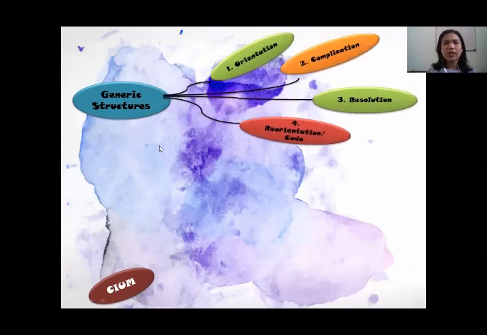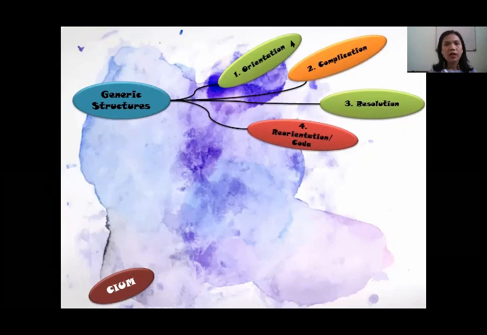The first one is orientation, the second one is complication, the third one is resolution, and the fourth one is reorientation or coda. Okay, now we are going to the first one, orientation. Orientation is similar to introduction. So in orientation, you have to introduce the characters, the place, and also the time.